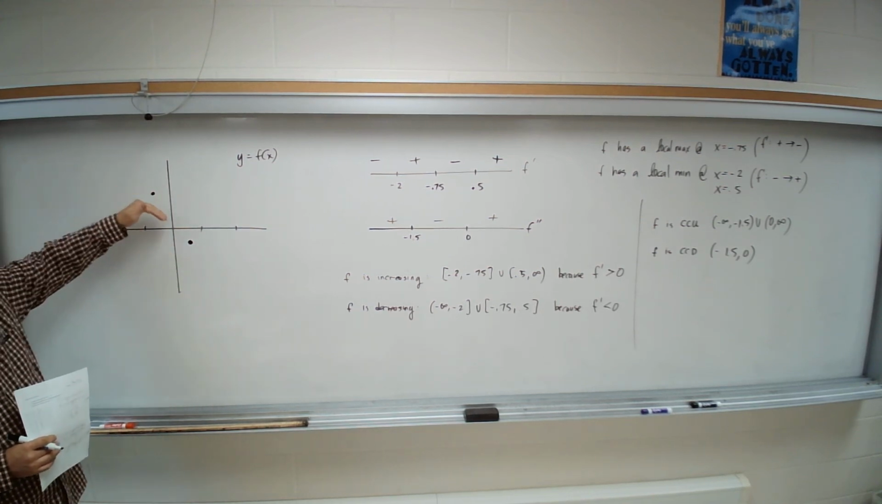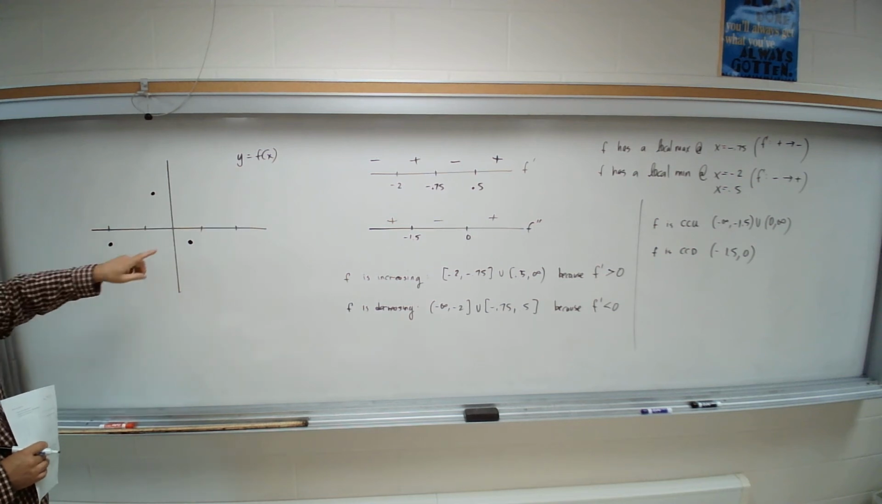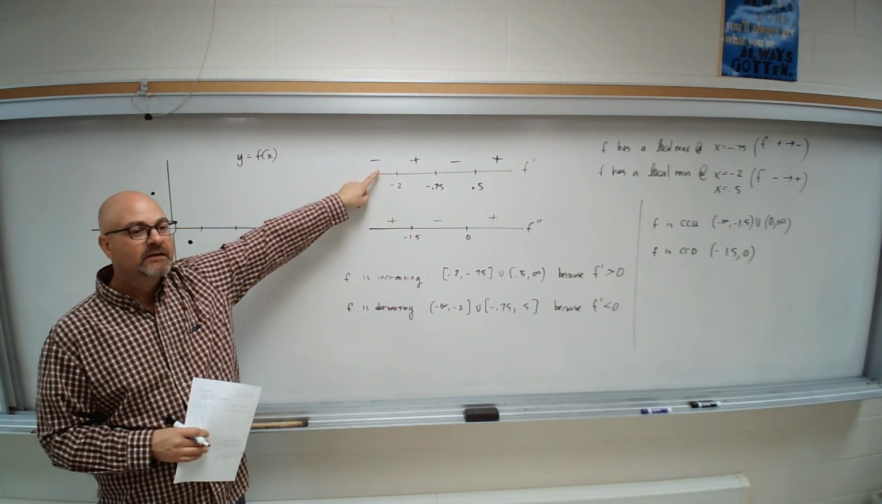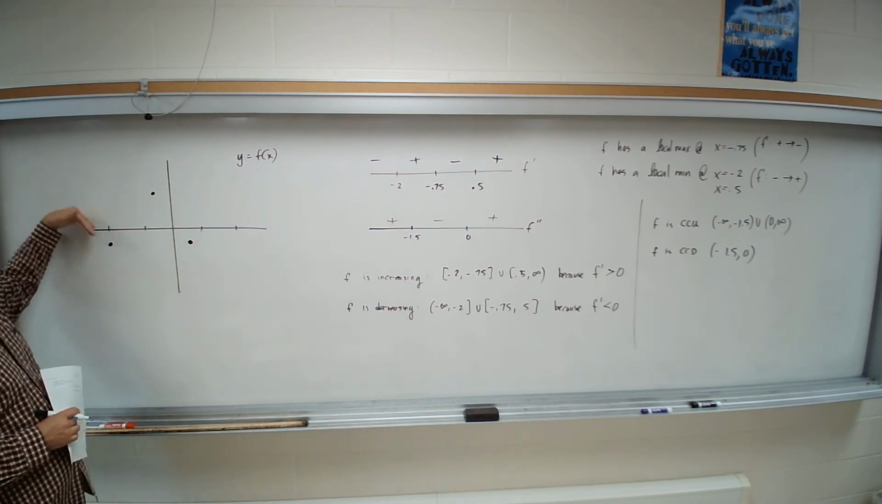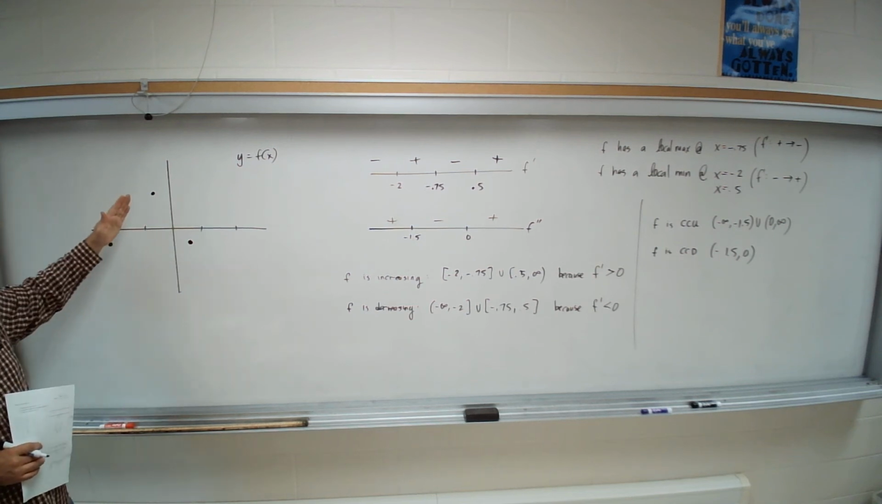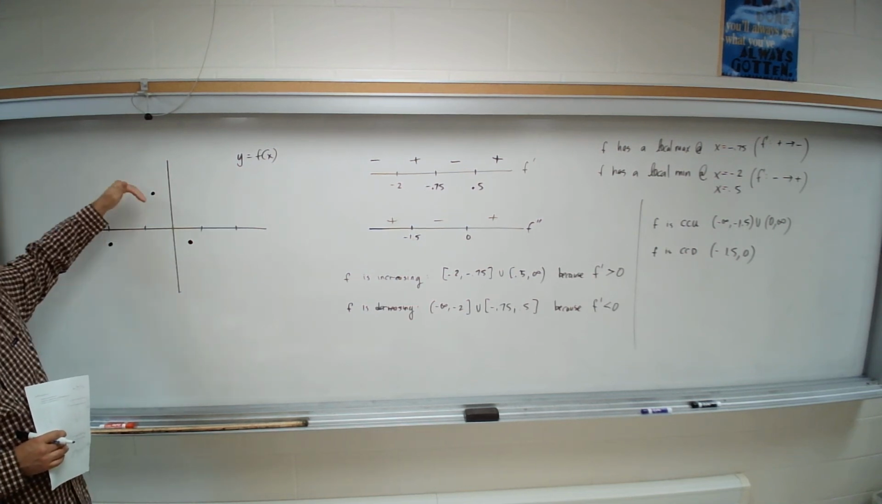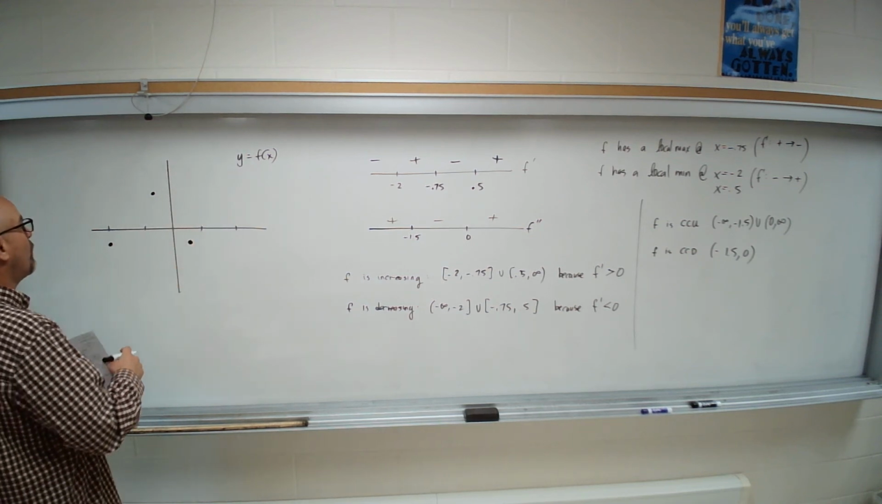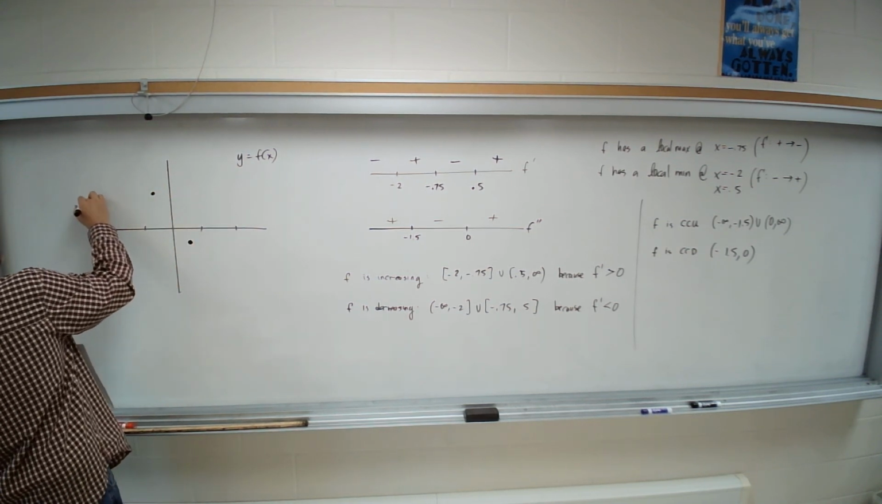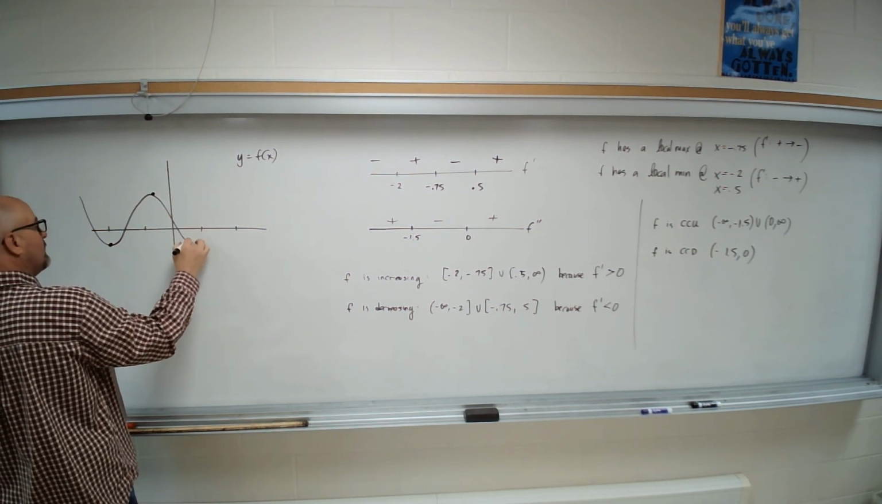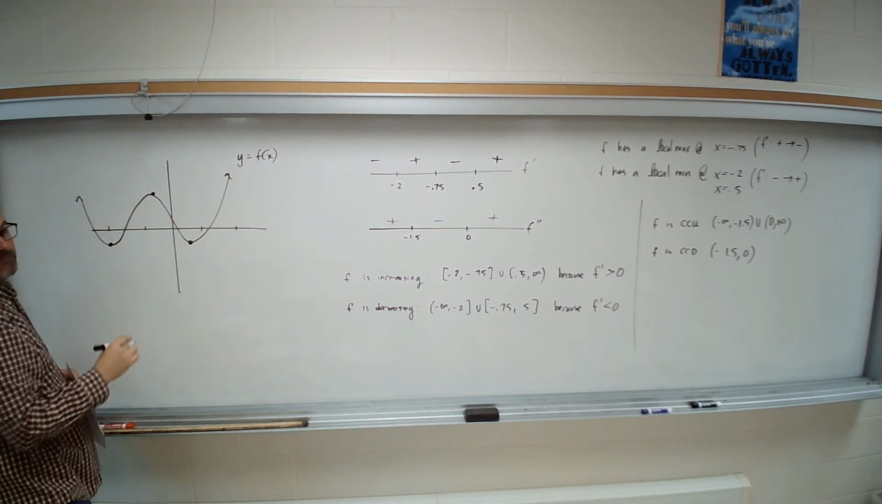We kind of expect this, don't we? And if we look, does that agree with the first derivative, which says it's decreasing to negative 2, it's increasing to negative 0.75, it's decreasing, it's increasing. So one potential graph could be something that looks like that.